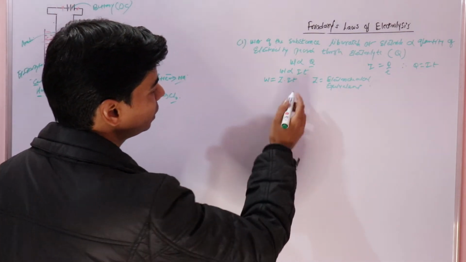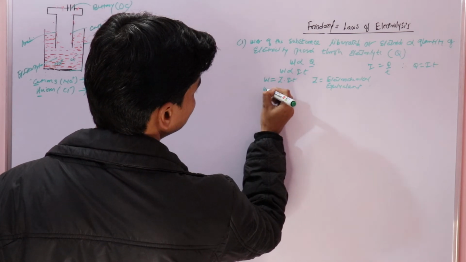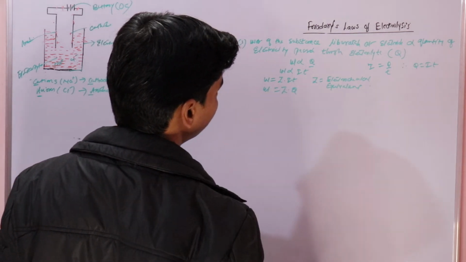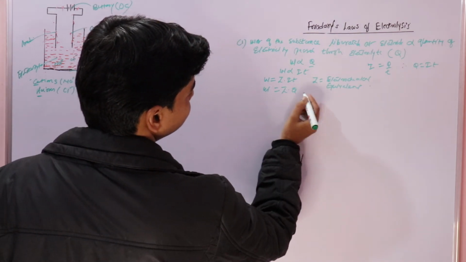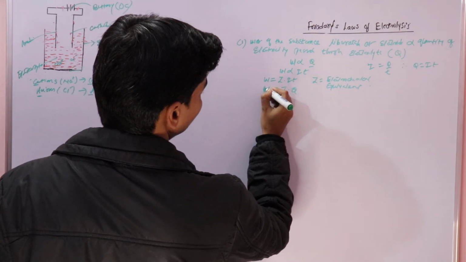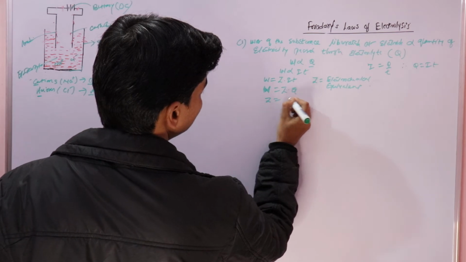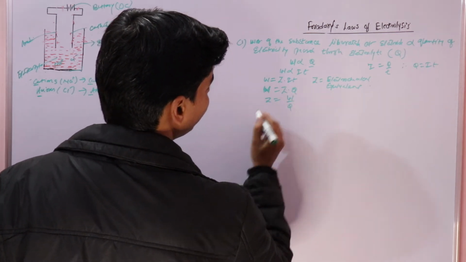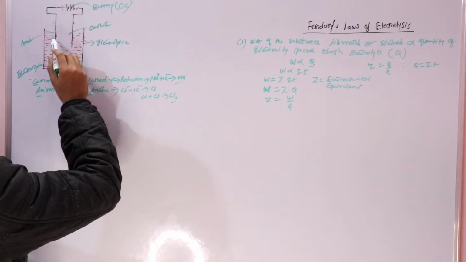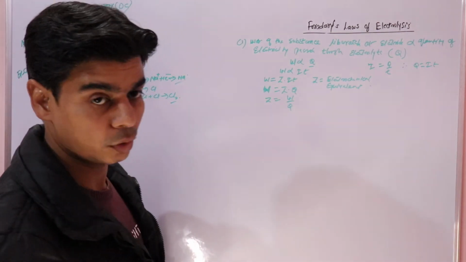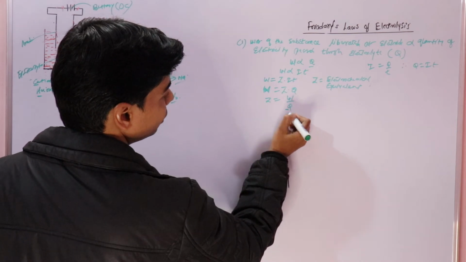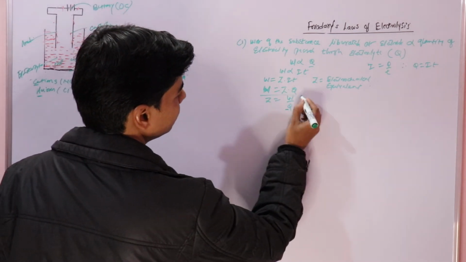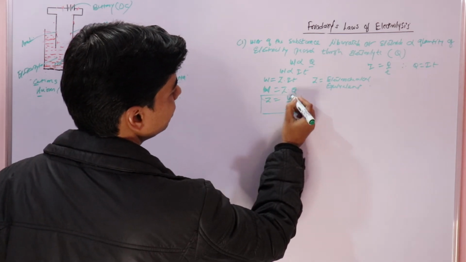So we have two relations, or we can write this as W is equal to ZQ, or we can write this as Z is equal to W upon Q. So once you know the weight of the substance liberated at anode or cathode, and the quantity of electricity passed through this battery, you can calculate the value of electrochemical equivalent.